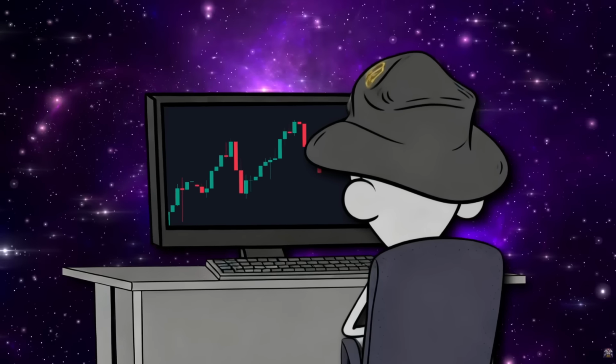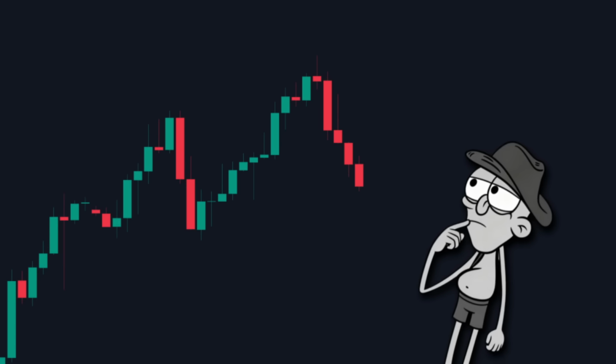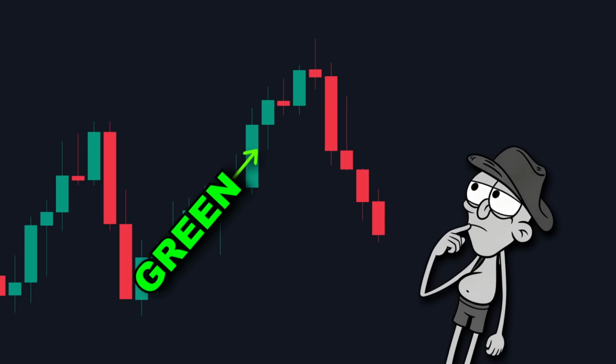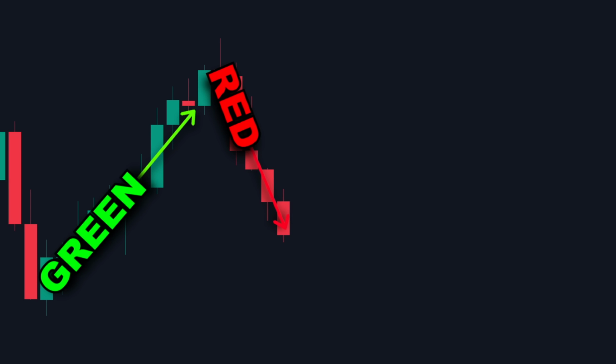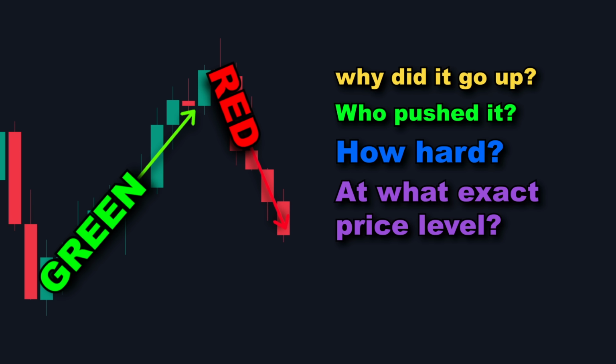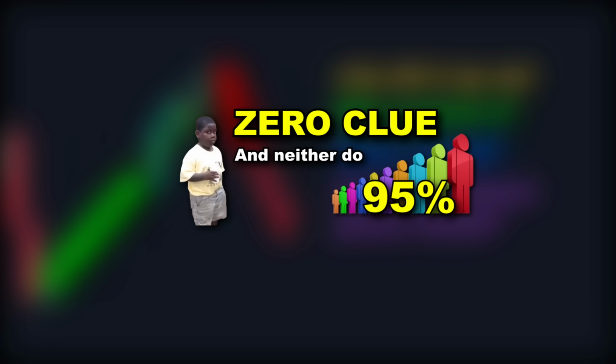One day, I was staring at a candlestick chart and realized something kind of insane. I had no idea what was actually happening inside that candle. Green means up, red means down, sure, but why did it go up? Who pushed it? How hard? At what exact price level? I had zero clue, and neither do 95% of traders.